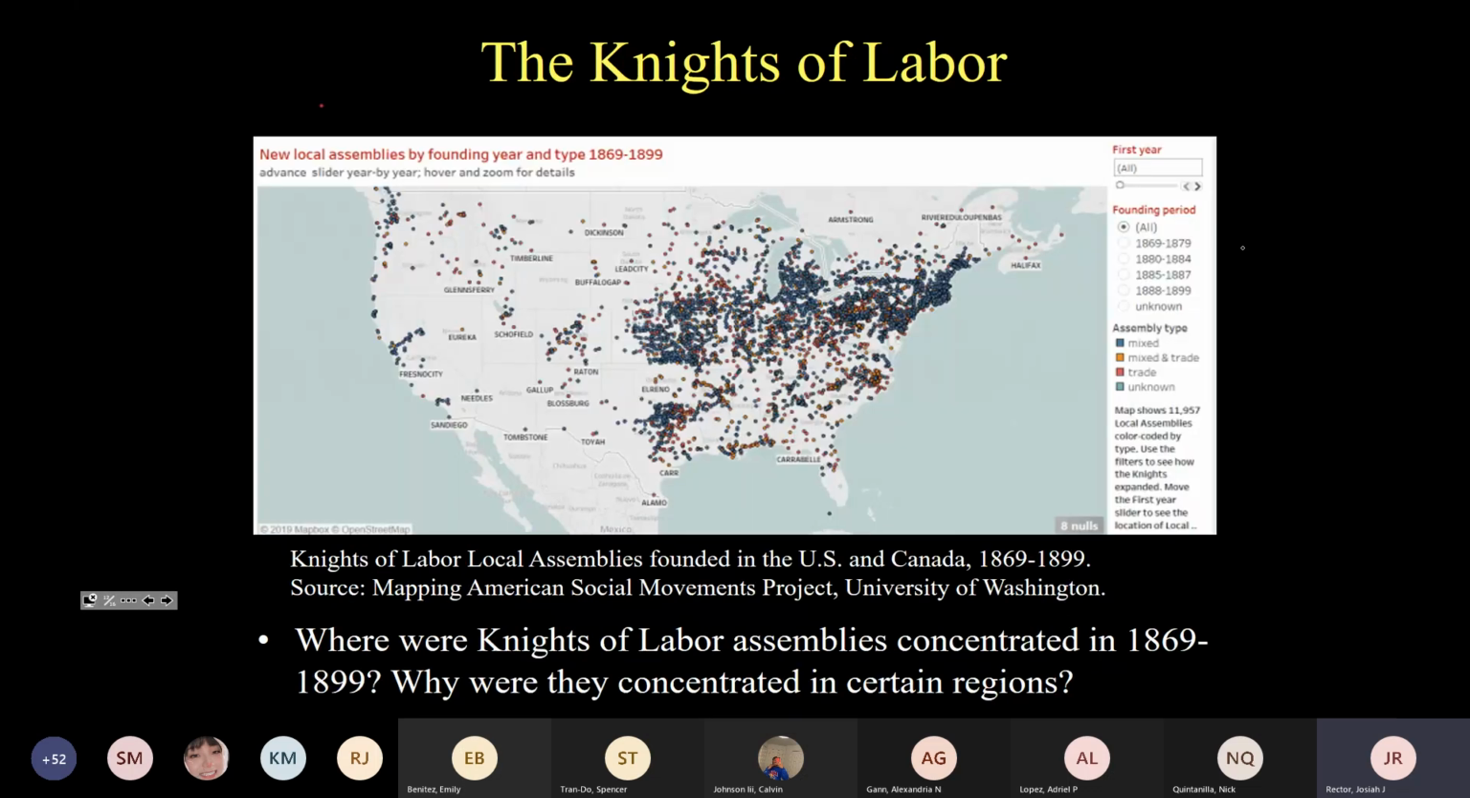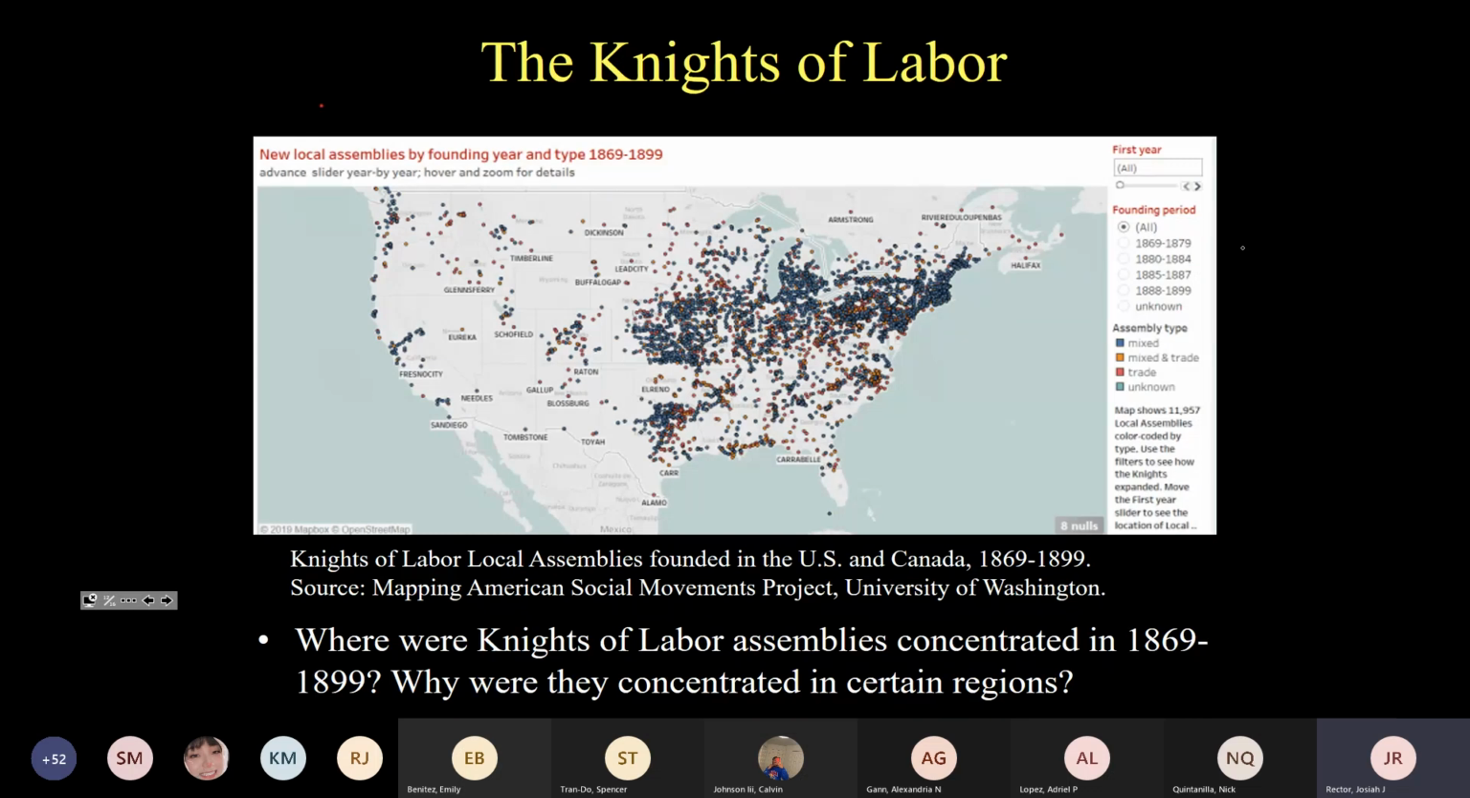Okay, but you can see the sheer scale of this organization if you look at this map, right? So take a look, each of the dots on this map represents a local assembly of the Knights of Labor, mapped across the United States. So where were Knights of Labor assemblies concentrated? What parts of the country, based on that map?